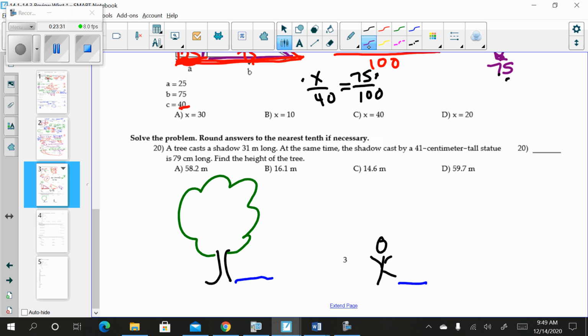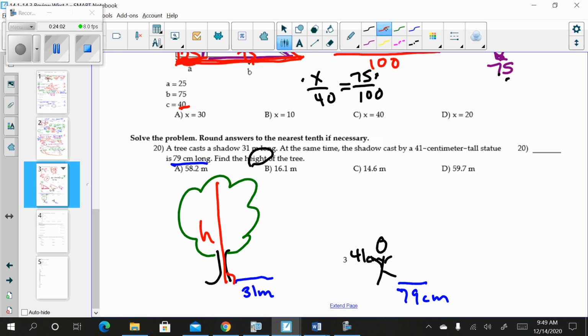We can put in all the numbers that we know. So the shadow of the tree is 31 meters. Let's see, the shadow cast by a 41 centimeter tall statue is 79 centimeters. They told you the height of this statue is 41 centimeters. It's not very tall. And you're trying to find the height of the tree. So you don't know what the height of the tree is. So your missing piece is this. I don't know what the height is.